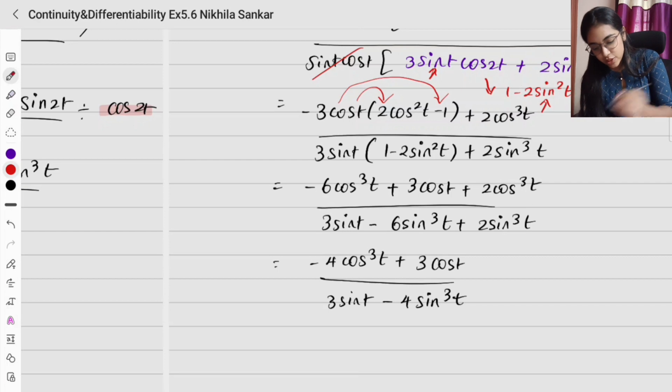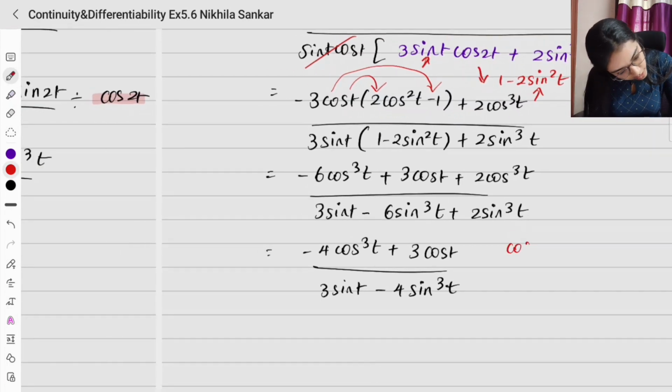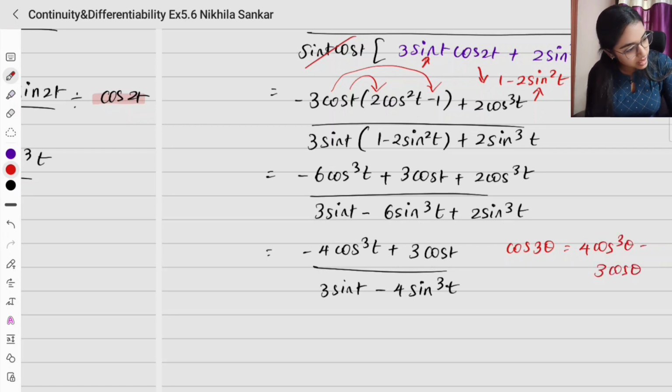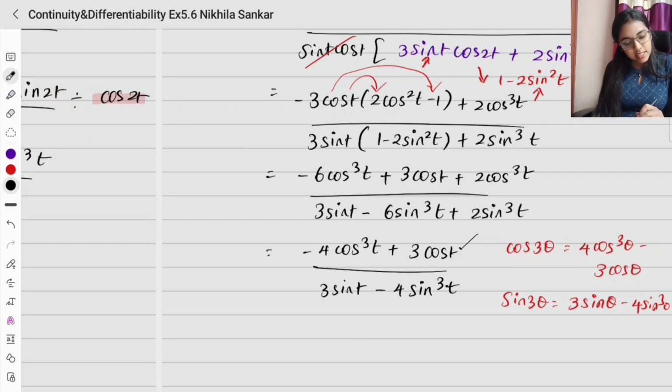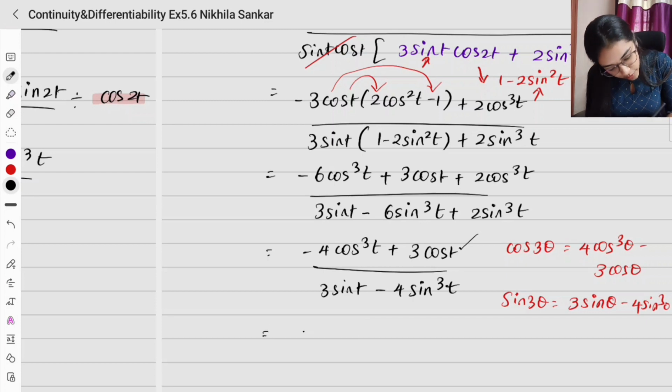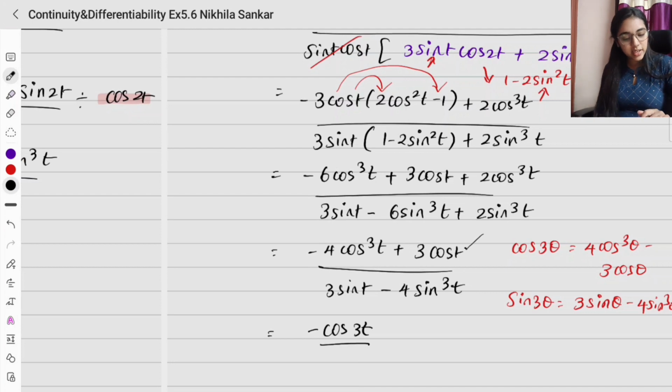Okay, now what relation do we know? I know that cos 3 theta is 4 cos cube theta minus 3 cos theta. Correct? This is my cos 3 theta. And sin 3 theta is 3 sin theta minus 4 sin cube theta. So we know this relation. What do I have here? I have 3 cos theta minus 4 cos cube theta. So this is going to be minus cos 3t, divided by, in the denominator, 3 sin t minus 4 sin cube t. So this is going to be sin 3t.